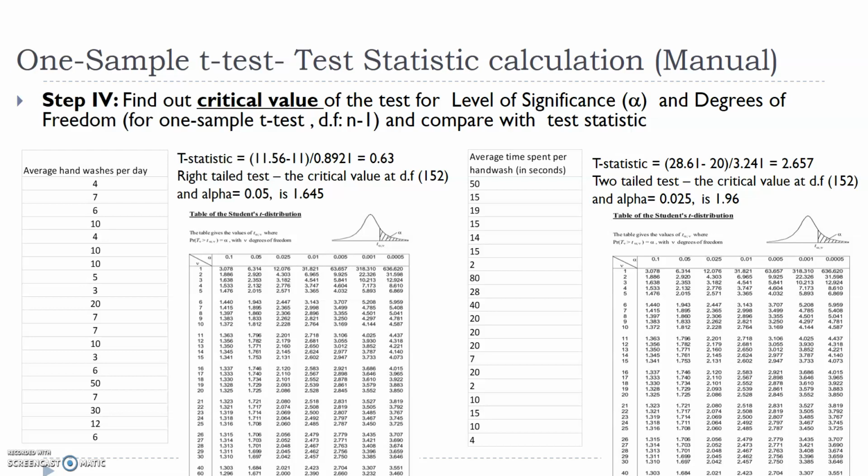If it is greater than, it is a right tail test. If it is lesser than, it is a left tail test. We have to find the critical value at alpha, whichever has been given, that is 0.05, and n minus 1. So n minus 1 will be 152. Why? Because the sample size n is 153, so n minus 1 will be 152.